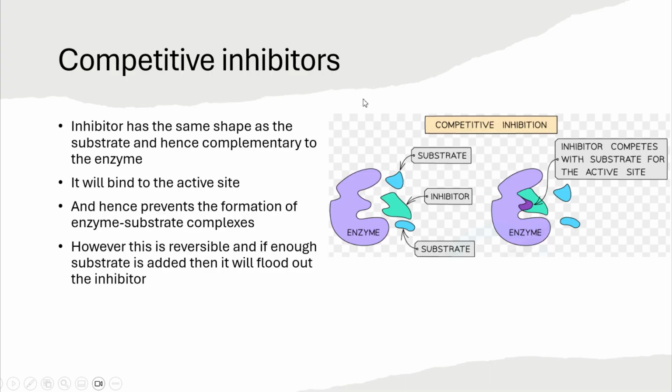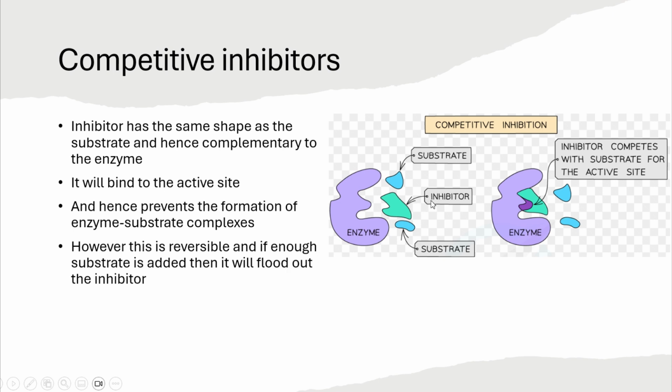Inhibitors are called competitive inhibitors and non-competitive inhibitors. Let's talk about competitive ones. Competitive inhibitors have the same shape as the substrate. Because they have the same shape as the substrate, they're complementary to the enzyme, and they bind to the active site and hence prevent the formation of enzyme substrate complexes. You need to use this kind of wording in the exam. You need to say that it prevents the formation of enzyme substrate complexes. Trust me, that's what they're trying to see. However, this is reversible. If you have a competitive inhibitor, it's actually reversible. If you add enough substrate, it will flood out the inhibitor.